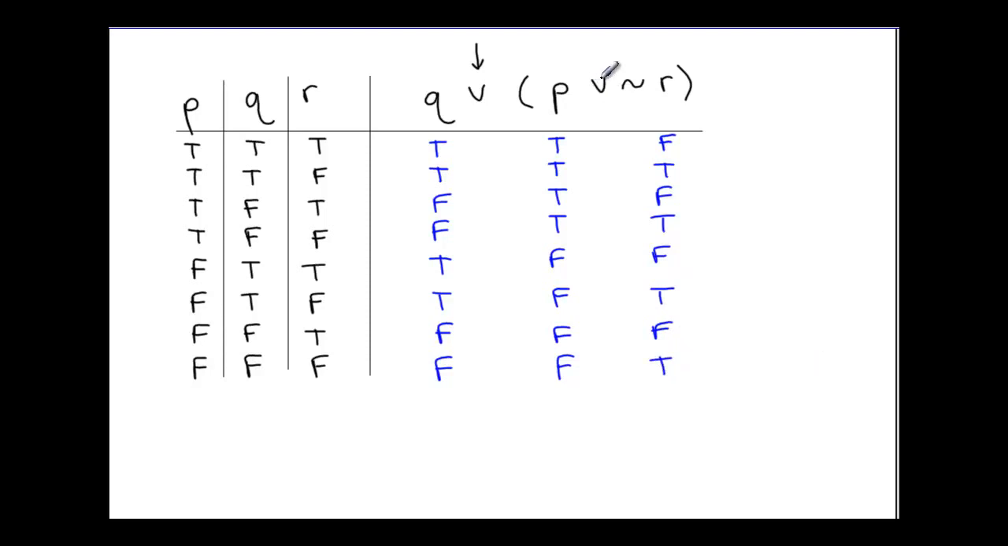And now let's fill in for the disjunction here. Remember that a disjunction is only false if both statements are false. So we can come through here and find these are both false, these are both false, and in every other case we have at least one true statement. So everything else will be true.